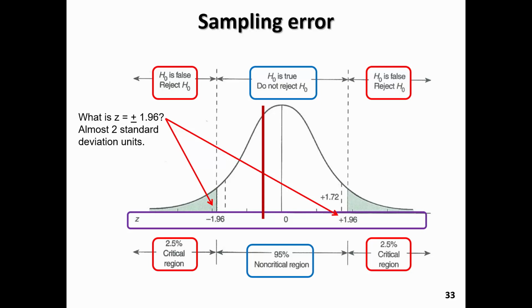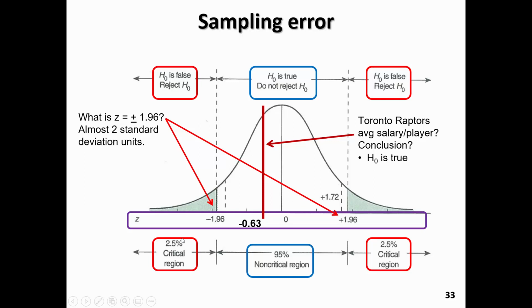Now, going back to our specific example, we calculated a z value of negative 0.63. It's negative, and that reflects the fact that the average salary of the Toronto Raptors player was actually less than the population average. So 0 indicates the population average of $5.193 million. The average salary for the Toronto Raptors was $4.392 million. So it's going to be to the left of 0 in the negative z range.